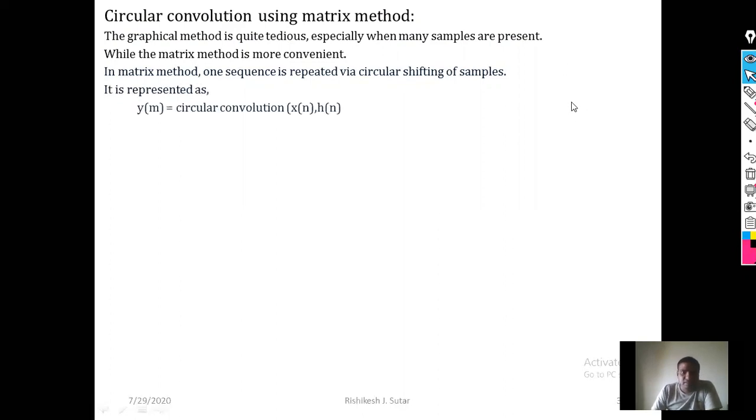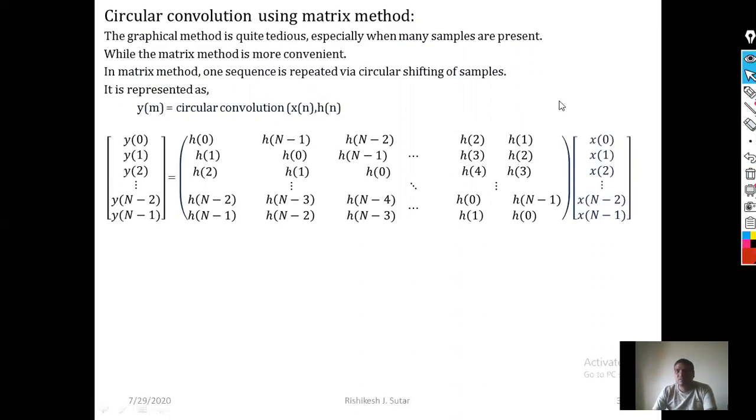This method is represented as y of m is equal to the circular convolution of x of n and h of n. So x of n is my one sequence, h of n is my another sequence. This would be my sequence 1, this would be my sequence 2. I have to take the circular convolution of these two sequences and get the answer, that is y of m. So this is circular convolution using the matrix method.